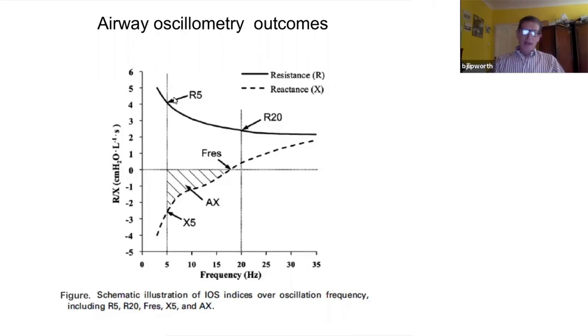So we'll just go over that again. Resistance at 5 Hertz, resistance at 20 Hertz, the difference, which is peripheral airway resistance, small airway reactance, area under the reactance curve, and the resonant frequency. That's it. There's nothing more complicated than that.